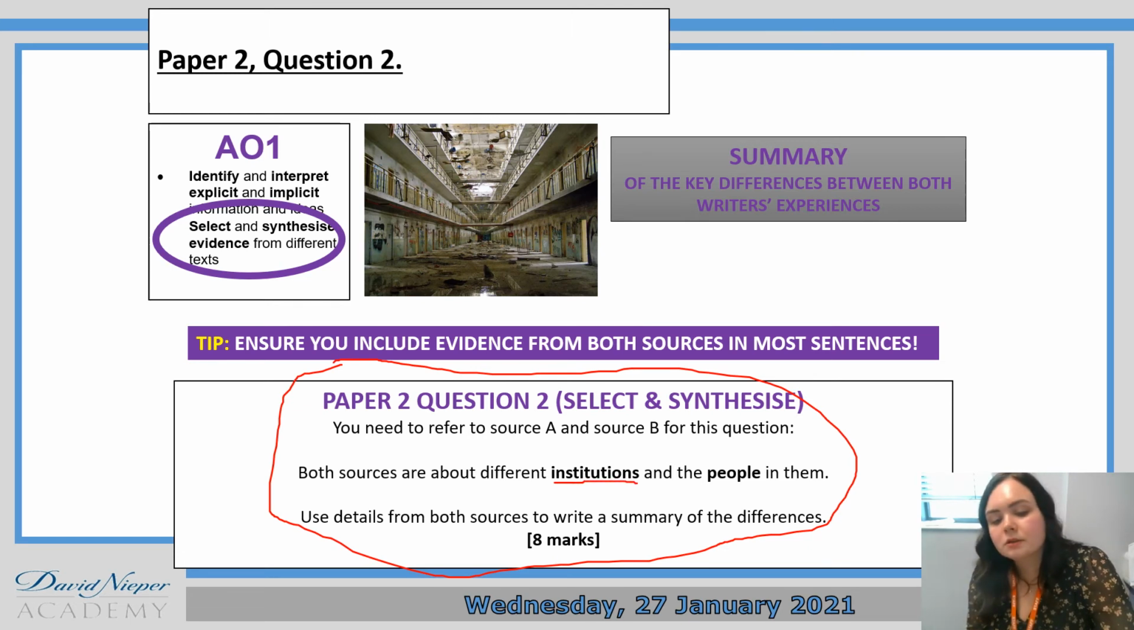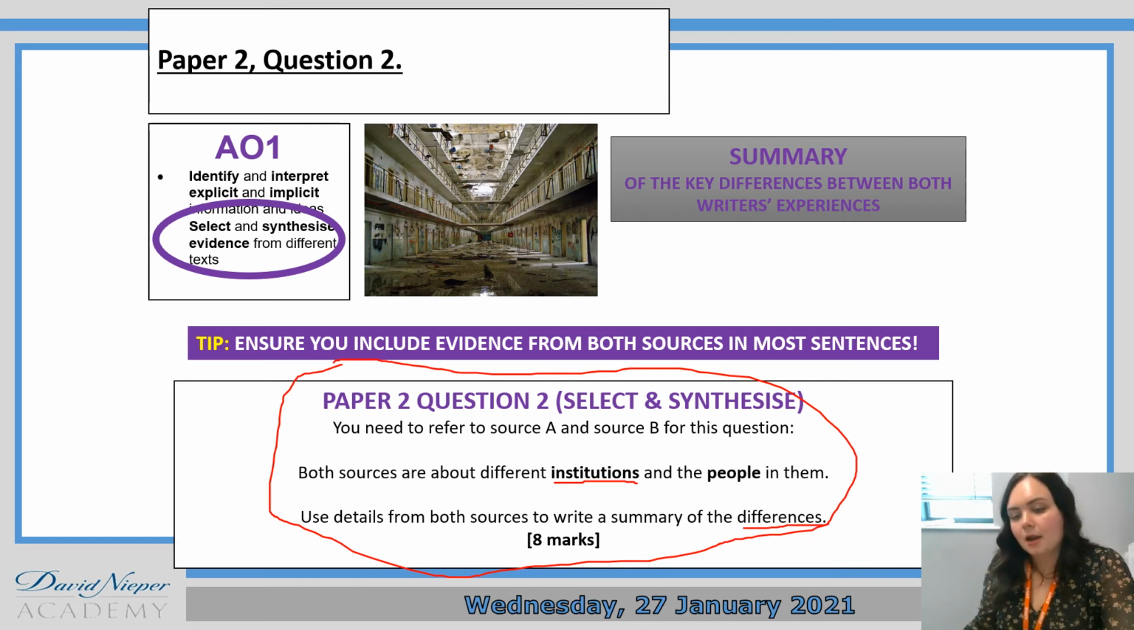Use details from both sources to write a summary of the differences, okay? So we're thinking about these institutions and we're thinking about the differences between them, okay? So what we're going to do now is read the texts and think about those differences that perhaps come out of the two.